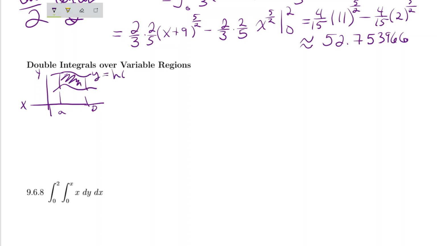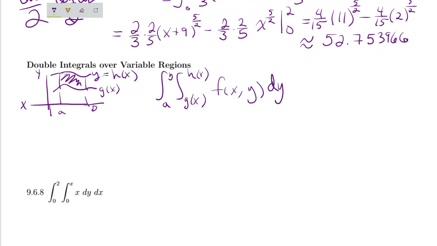So this is the region h of x, and then we'll call this lower one g of x. So when you do that, your integral will still be over a, b, and x, but it'll be over g and h, the functions in the x and y direction, or sorry, in the y direction, which is kind of crazy. And you can do this. I'm going to do one over a triangle in a minute, and it actually isn't that bad.